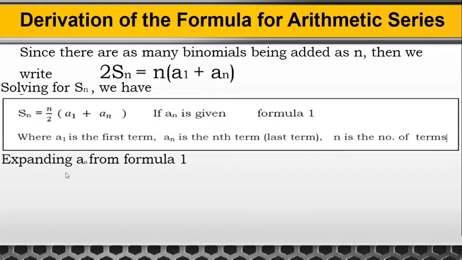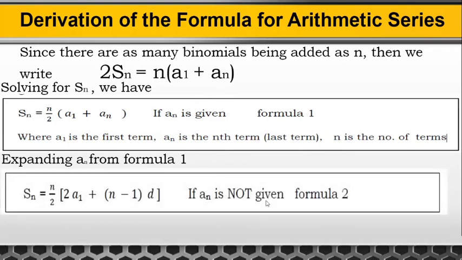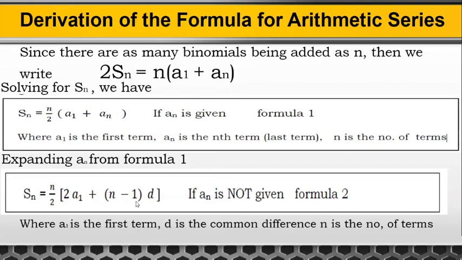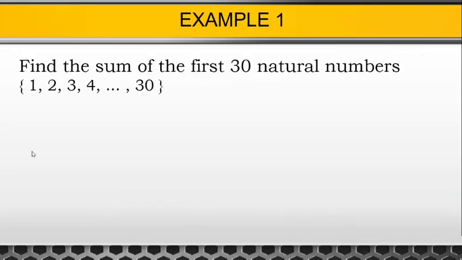And expanding AN from formula 1, if AN is not given, we have our formula 2. From our equation in finding the nth term of a sequence, we will just use that formula to expand this formula. So we have now Sn is equal to n over 2 times 2A1 plus n minus 1 times d, which is the common difference. A1 is the first term, d is the common difference, and n is the number of terms.